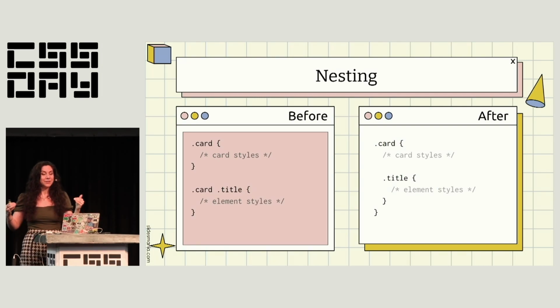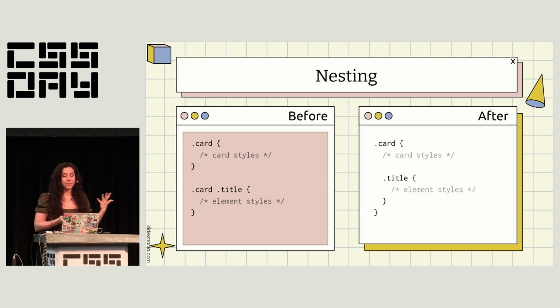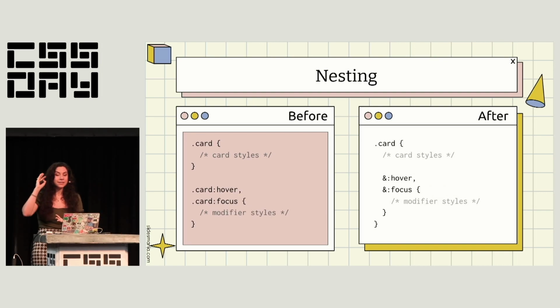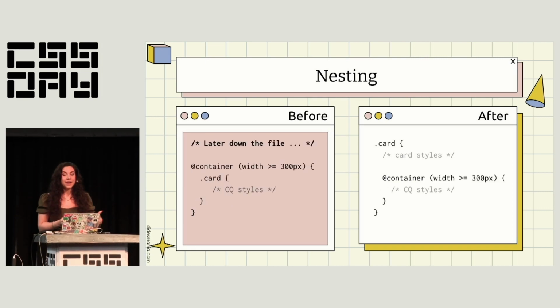Nesting reduces the need to write these long selector strings and lets your code work in a more ergonomic way. You can co-locate all of your modifier styles and nest them within the parent that they're modifying. And instead of separating your media queries or container query styles somewhere further down the page so that they work well with the specificity that you would expect, you can actually nest them in your component too.